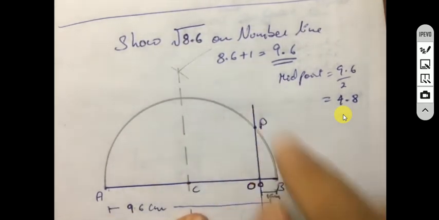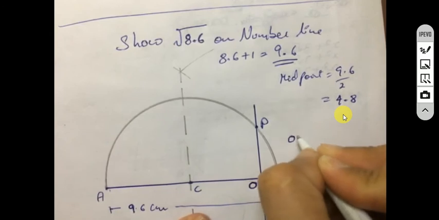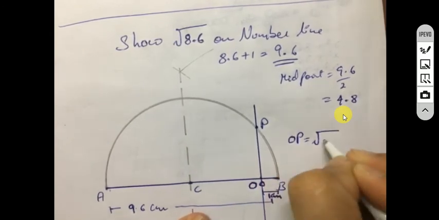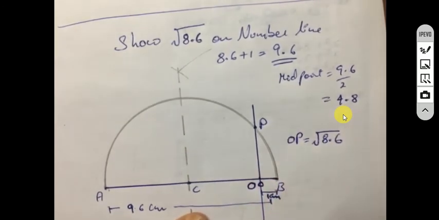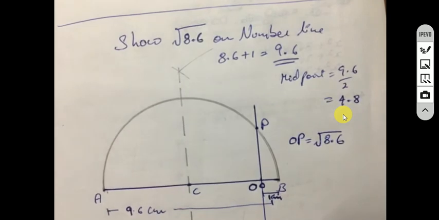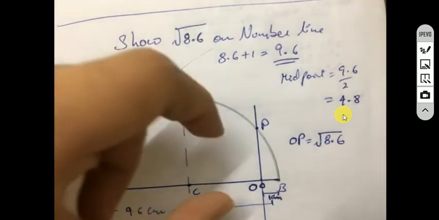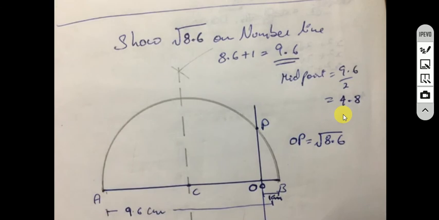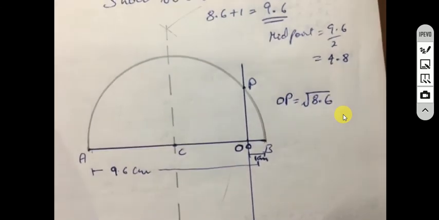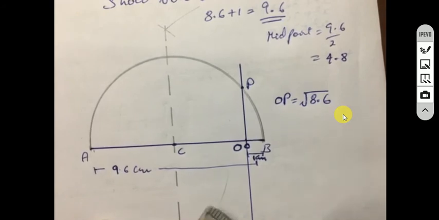The measure of OP will be actually under root 8.6. Now we got the measure of under root 8.6 without any calculation. But how will we show this on the number line? To show this on the number line, again we will draw a number line first.